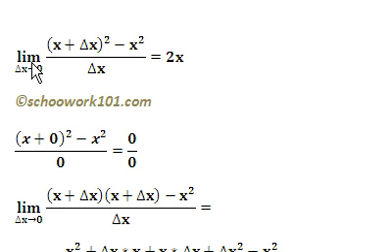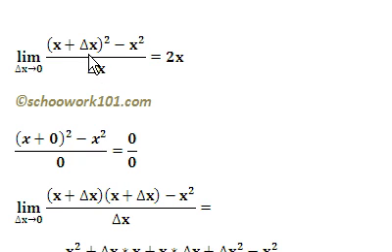We have the limit of (x plus delta x) squared minus x squared, all over delta x, as delta x approaches 0, and I'm claiming this limit is equal to 2x. So we do the direct substitution, plugging 0 directly in for delta x, simplifying, and we get 0 over 0. Well, now what we probably need to do is go back up here and take a look at this.